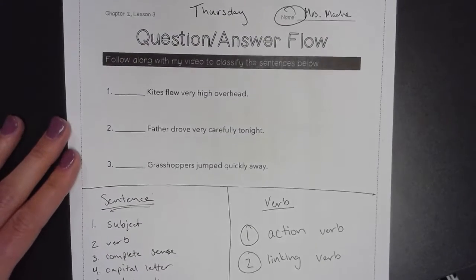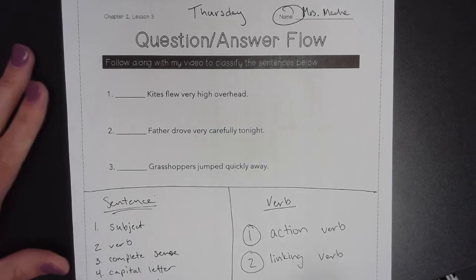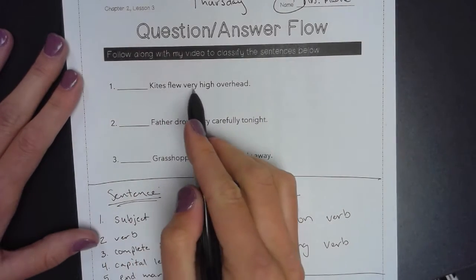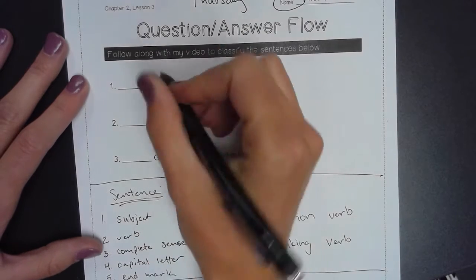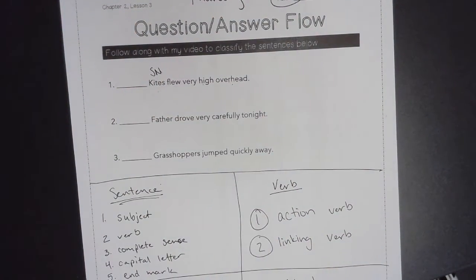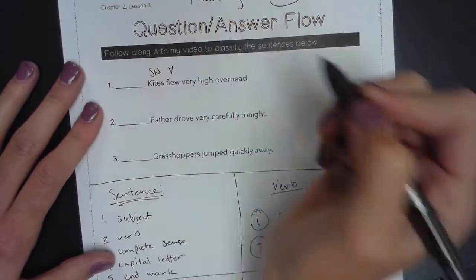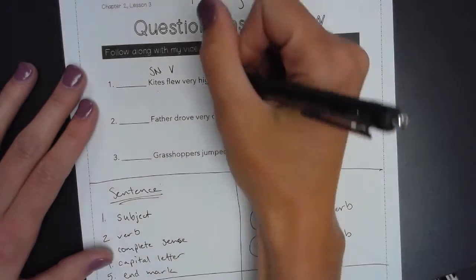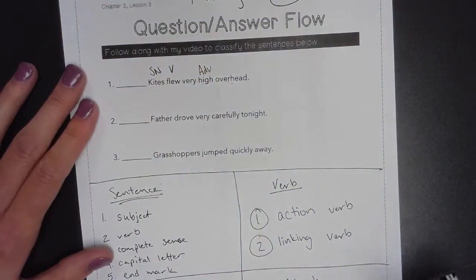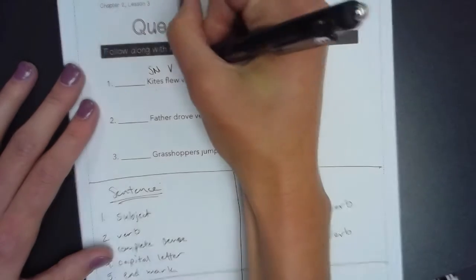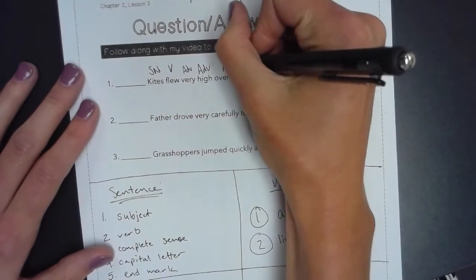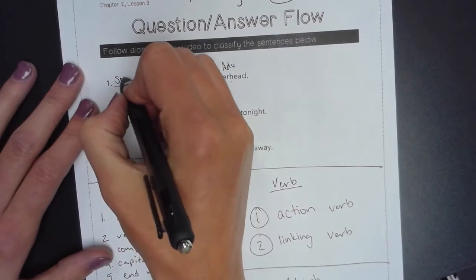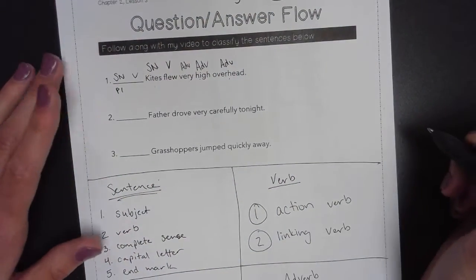At the top, let's classify these sentences. Sentence 1, class. Kites flew very high overhead. What flew very high overhead? Kites. Subject, noun. What is being said about kites? Kites flew, verb. Flew where? High, adverb. How high? Very high, adverb. Flew where? Overhead, adverb. Subject, noun, verb, pattern 1.